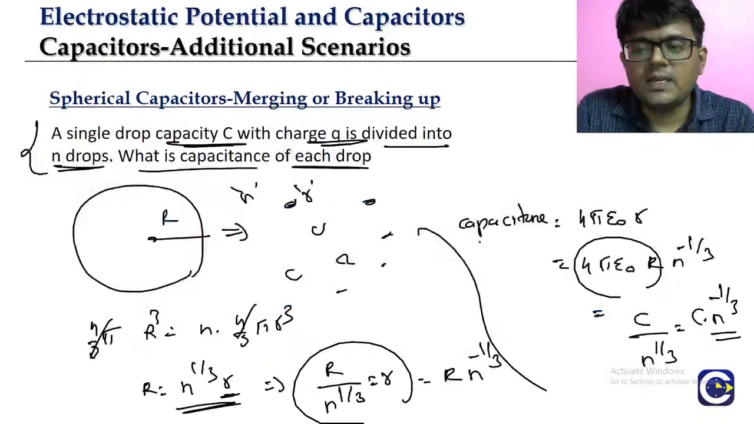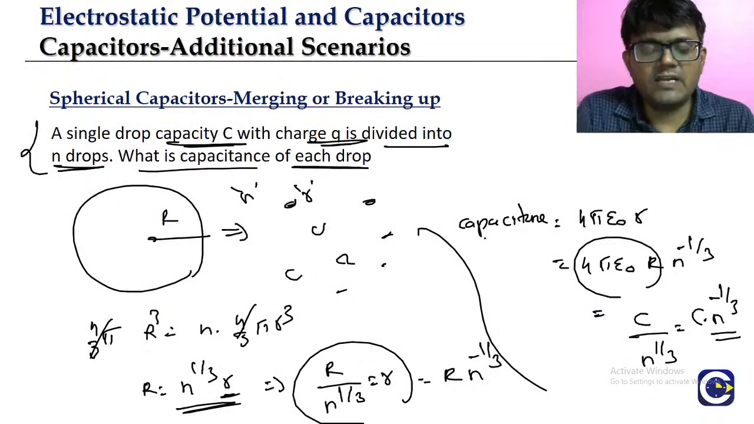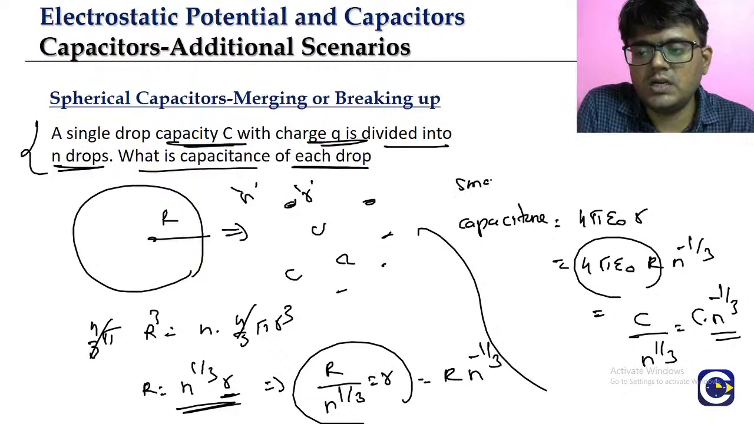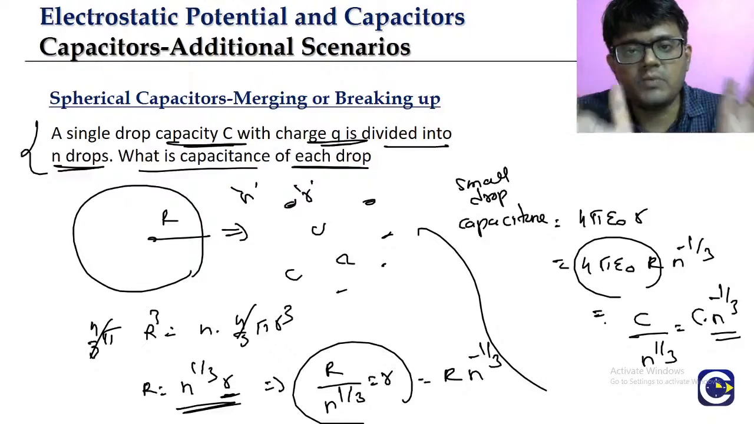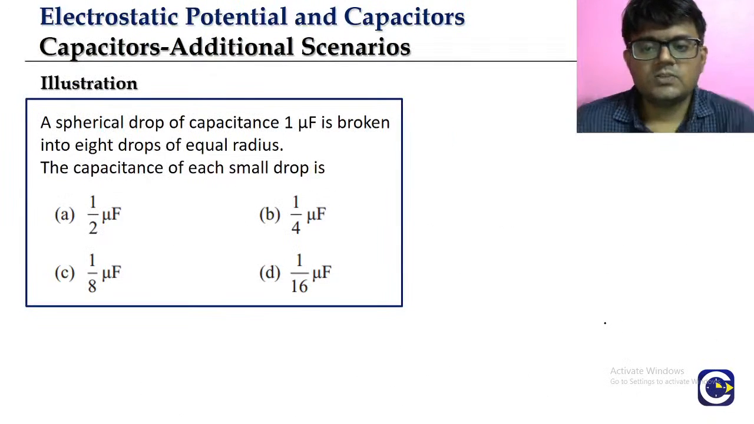Okay, look here, it comes in reverse. What is it? If you have a bigger drop and you break it into smaller drops, then what is the capacitance of a small drop? The small drop capacitance will be the bigger drop's capacitance divided by n power 1 by 3. Okay? So questions like this are asked.